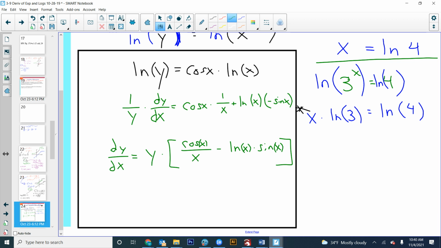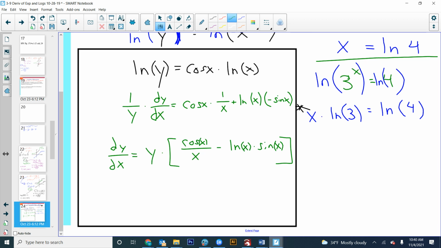Now, I don't want y's in it if I don't have to. Implicit differentiation back in 3.7, there were some problems we had to leave y in it. We didn't know what y was to start with. In this problem, though, we know what y is. What is y? X to the cosine x. So that's your last step.